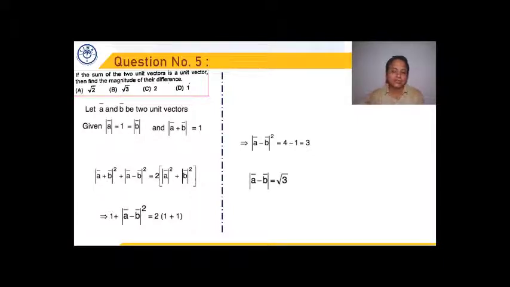So we can say the modulus of A minus B is equal to root 3. Ignore the minus sign, as modulus, length, cannot be negative. And if we carefully look at the choices, our answer comes out to be choice B.